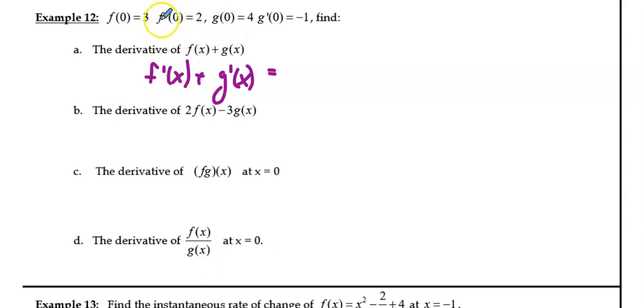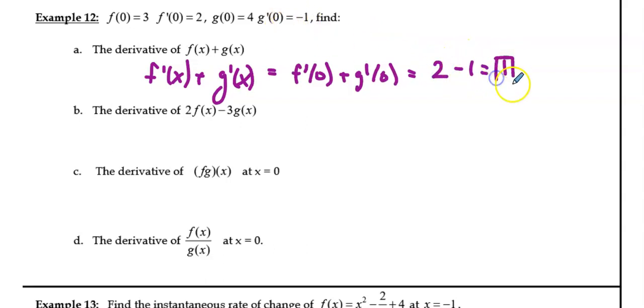Okay, so it would be f of, and we're assuming that we're looking at x equals 0 for these problems, because that's what it looks like up here. They're all at 0. So f prime of 0 plus g prime of 0 is just going to give us 2 minus 1, which is going to give us 1. So this answer right here is going to be 1. The derivative of f of x plus g of x is equal to positive 1.